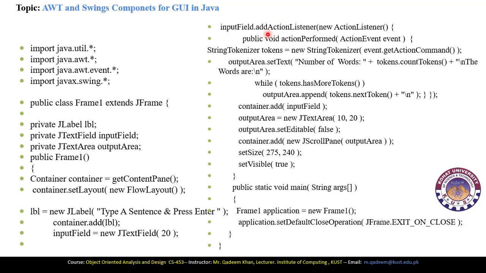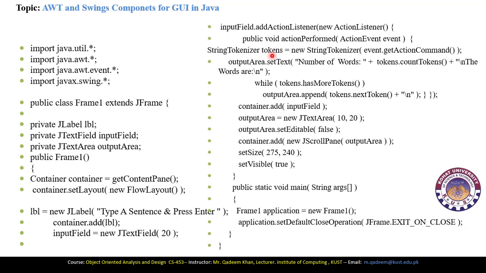Then input field dot add action listener, new action listener, it will implement the add action listeners. In fact here public void action performed, action event. So this will implement the action events, meaning clickable action events, and this clickable action event is in fact associated with the input field, which is the JTextField here.